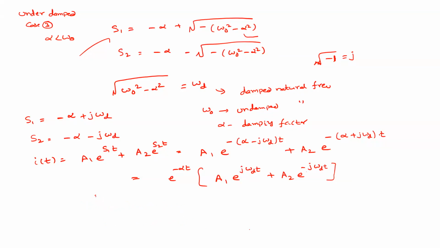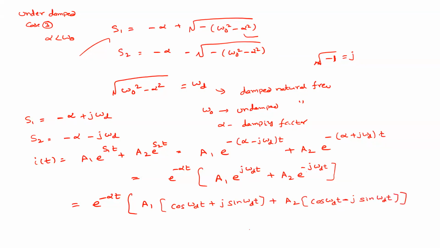So now tell me, how will this expression change? With e to the power of minus alpha t outside, what is the first term? a1 into cos omega d t plus j sin omega d t, plus a2 into cos omega d t minus j sin omega d t. Why have we written minus here? Because there we had minus j omega d t.